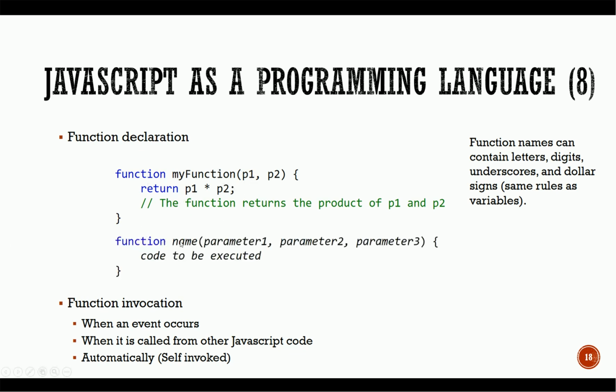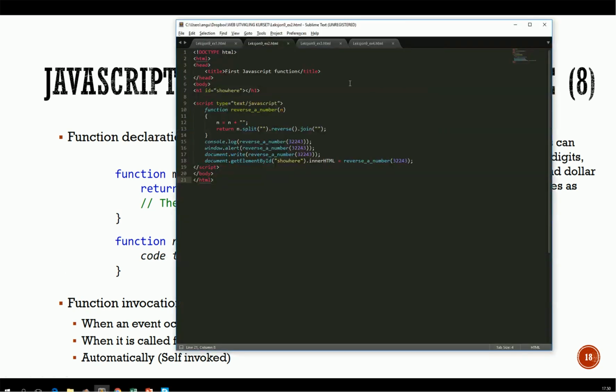And here you see the formal syntax of functions. It starts with the function keyword, the function name, the list of parameters, and the curly brackets containing the code to be executed inside the function. I open again the example function we made in the previous example.